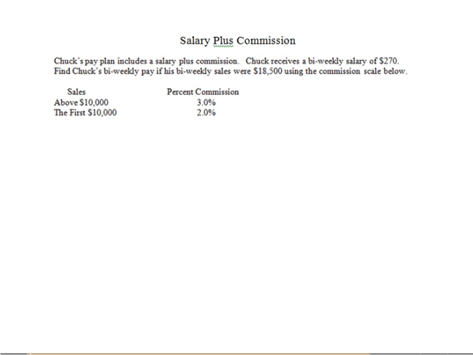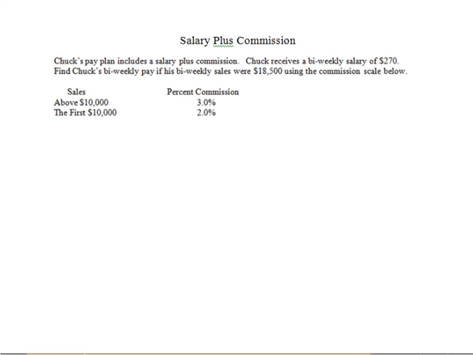In this lesson, we will demonstrate how to find the gross earnings when the employee is paid via salary plus commission. The problem reads, Chuck's pay plan includes a salary plus commission. Chuck receives a biweekly salary of $270. Find Chuck's biweekly pay if his biweekly sales were $18,500 using the commission scale below.